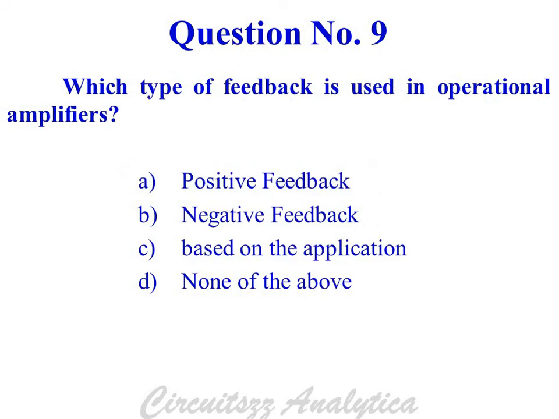Which type of feedback is used in operational amplifiers? Based on the application. In the case of operational amplifiers, or op-amp in short, negative feedback is used if op-amp is configured as an amplifier, and positive feedback is used if op-amp is wired as an oscillator. So answer is based on the application.